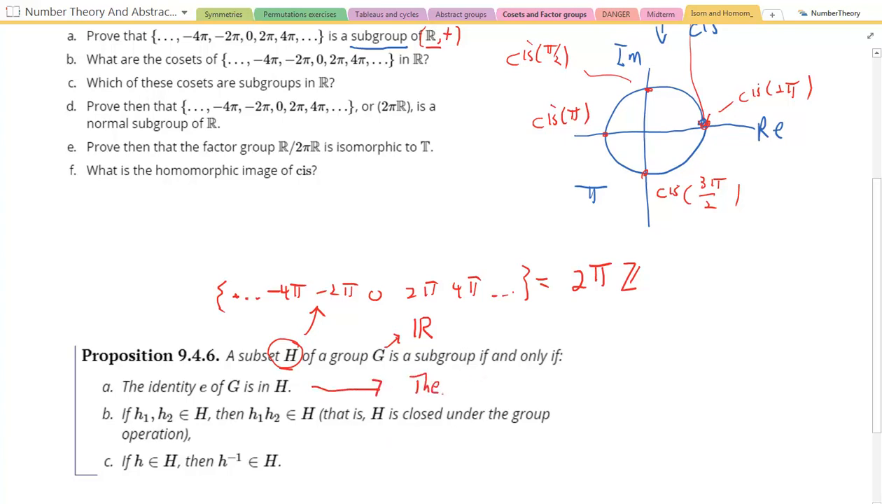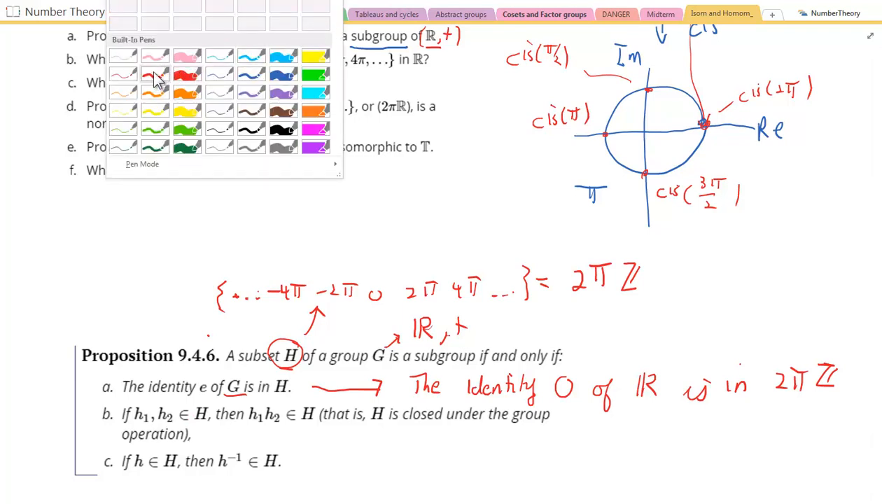Now we have to translate this, because now we're dealing with the additive group. So if we translate this, what is the identity in R? Well, since it's an additive group, the identity is 0, and now instead of G, we have to say R. 0 is in 2 pi Z. So that's what you have to prove here. That's okay. All right, now next one. Again, because we have an additive group, this is a little bit different. Here, let me make this bigger so we can see what it looks like.